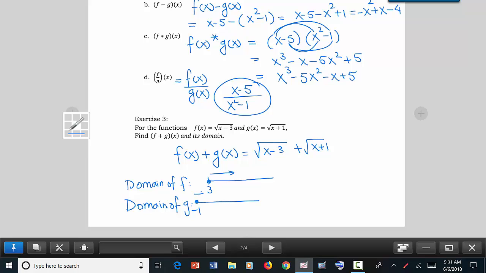Negative 1 included, and go right. Now if you see what is the common domain between them, it seems the common part is starting at 3 and going right. So the interval is 3, included, going all the way to infinity. Just the common part of both domains.